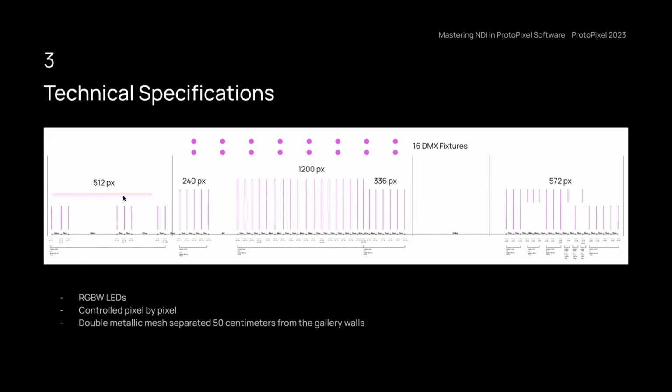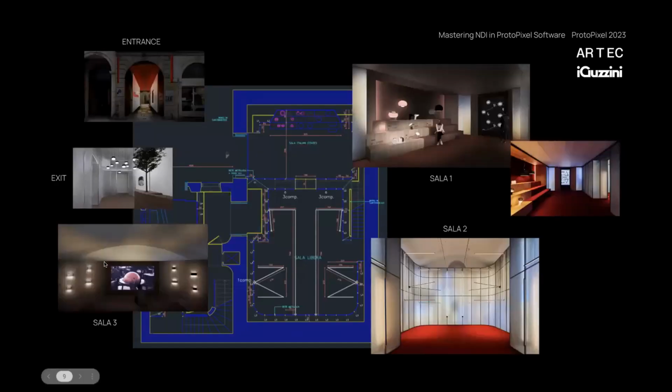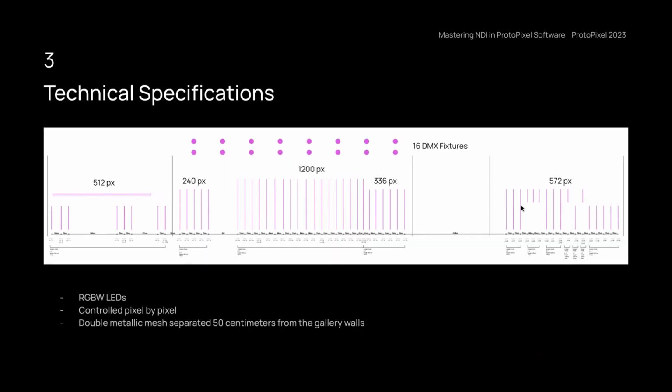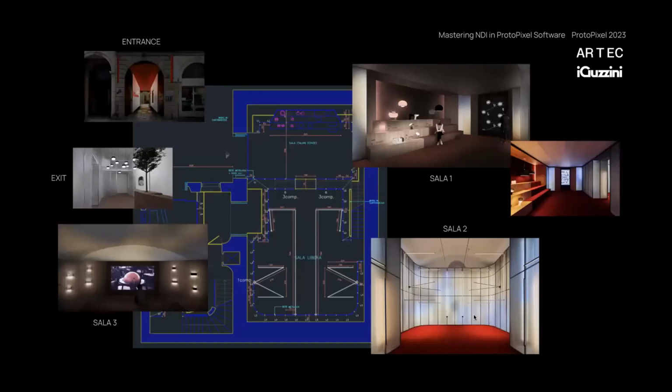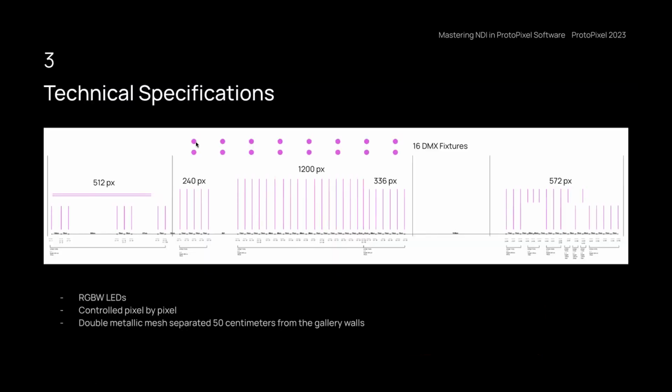And these two lines here are the ones from the exit. So they would be these two ones here from this area here. Exactly. This is the exit here, and this is the main room, the Sala Libera, this one here. So as I mentioned before, the Libera light fixtures, they are DMX.